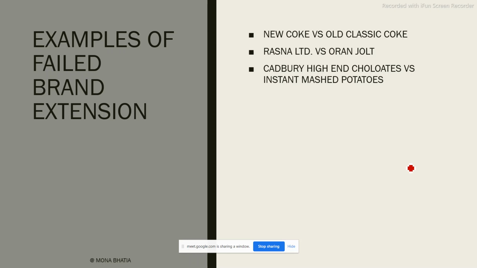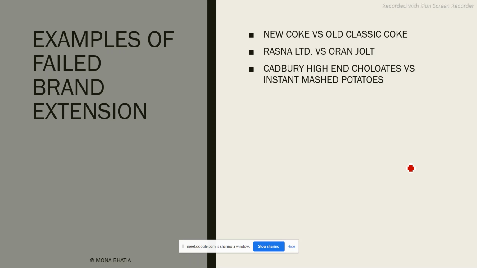So this is one of the examples, and you will find this as a case study on Google itself. You will find a lot of information on this new Coke versus the old Coke. In the 1980s they started with this experiment, but they went back to the old one because they found that it was not going well with the consumers' taste.